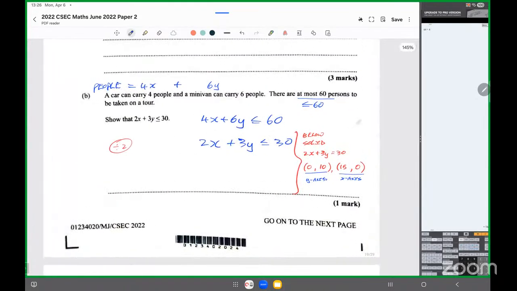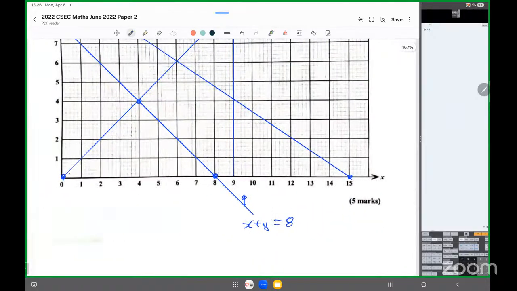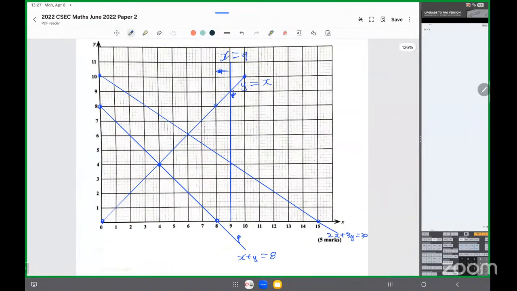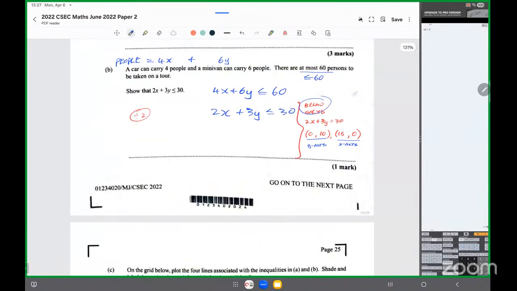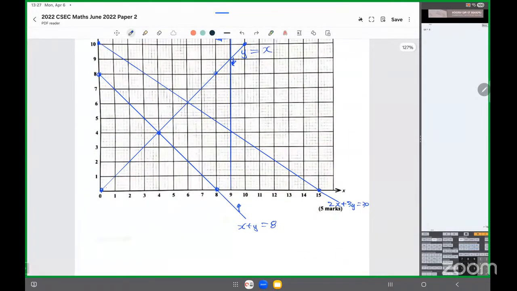So this line now is, what is it again? It is 2x plus 3y equals 30. This line is 2x plus 3y equals 30. I want it what? Below that line, right? Below. So going below this line as well.